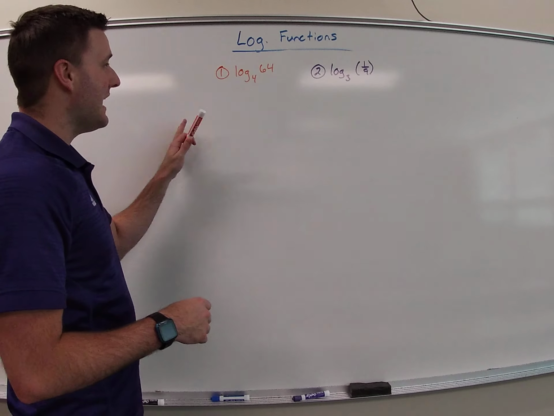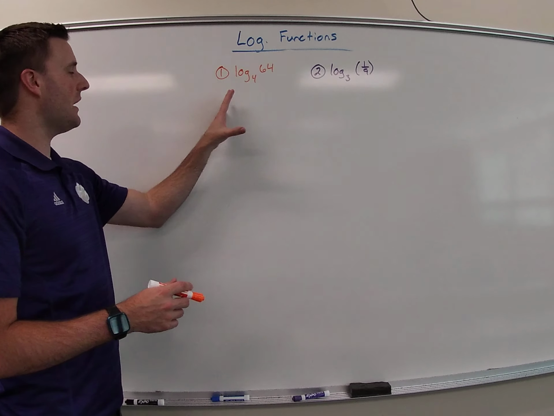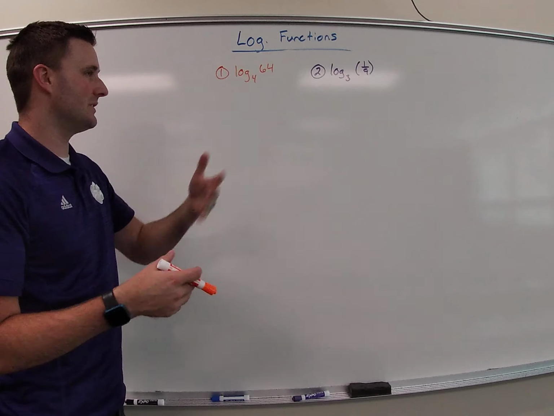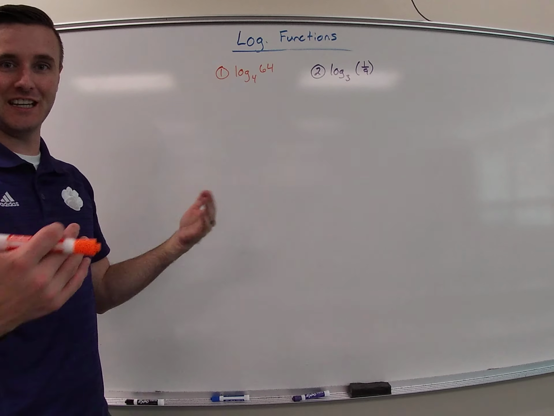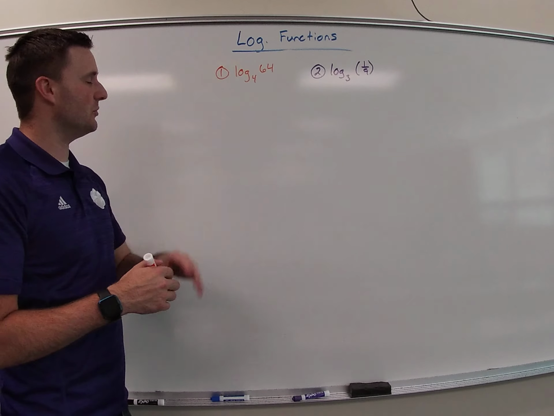All right, so now we're going to evaluate. Here, I want to figure out what this equals. What does this mean? If I plug in my calculator log base 4 of 64, what would I actually get out? So we're going to evaluate these.